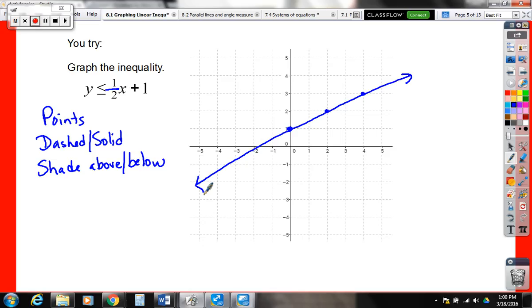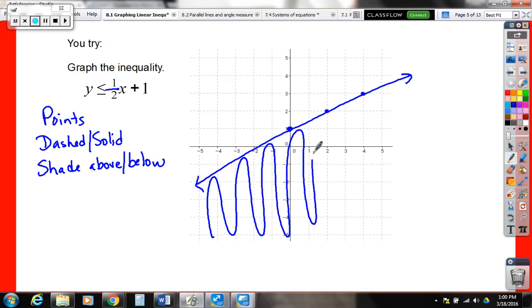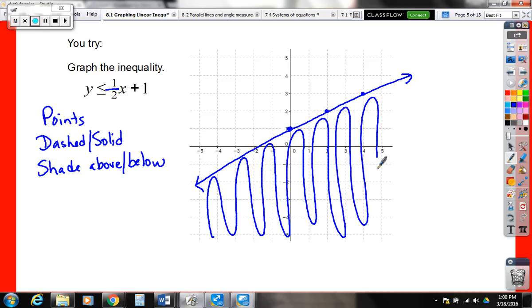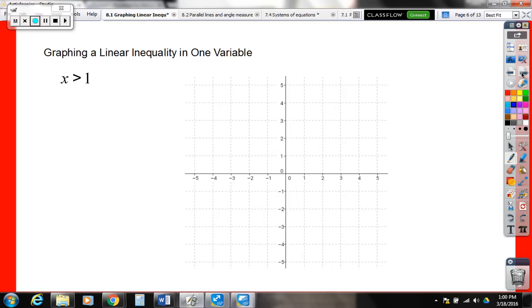Okay, now where am I going to shade? Emily? Under. So my shading should look like this. Okay, any questions before we move on? Okay, let's look at the next example.